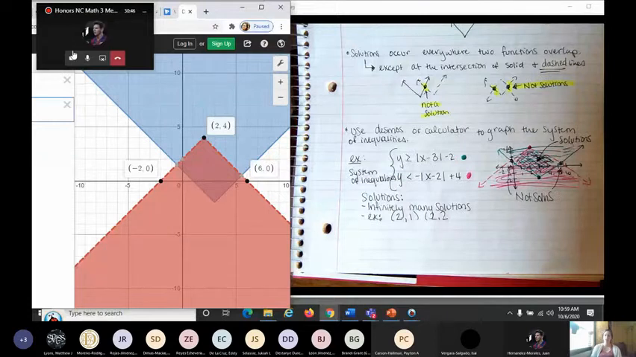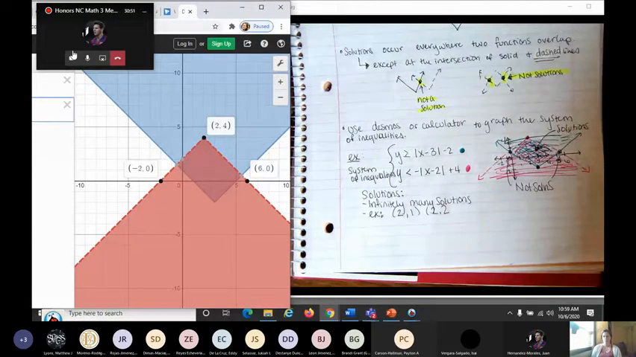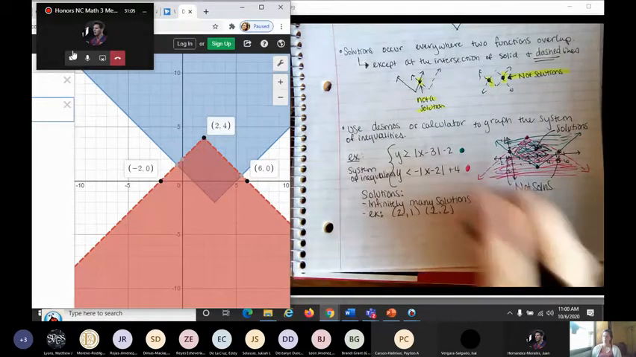Okay, so any other questions? I forgot my other parenthesis around the second solution.